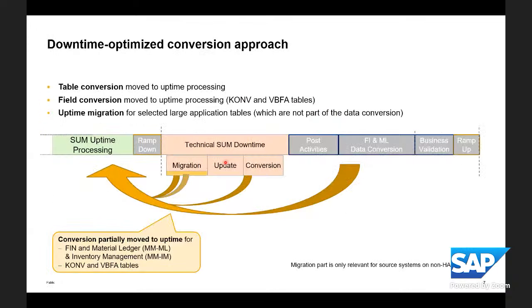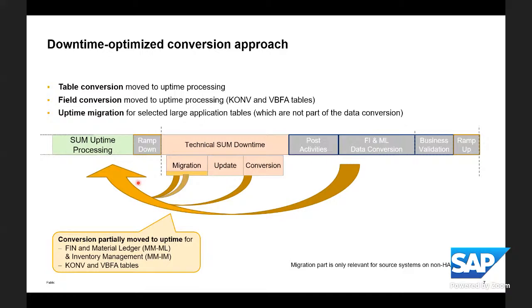Now, the downtime optimized conversion approach in comparison to the standard approach. We have seen that the Software Update Manager has tasks to execute, and there is conversion afterwards as well. And now the downtime optimized conversion approach will move to uptime processing the data conversion mainly. So the task to move the content from the old tables to the new tables of the new SAP S/4HANA data model. And if migration is required, so if source is not yet on SAP HANA database, then also the migration part will be moved to uptime processing.